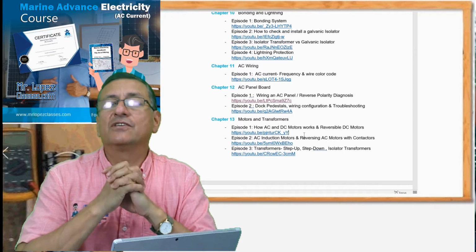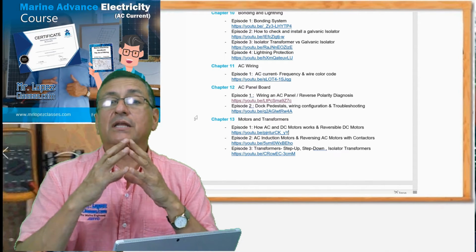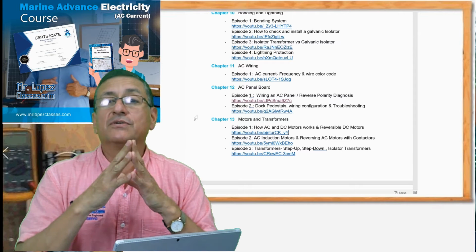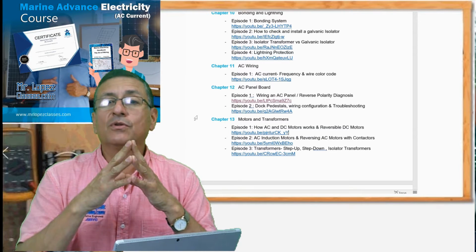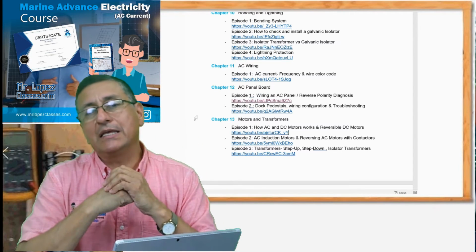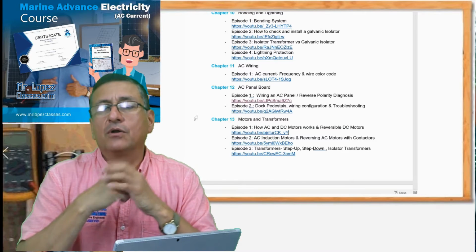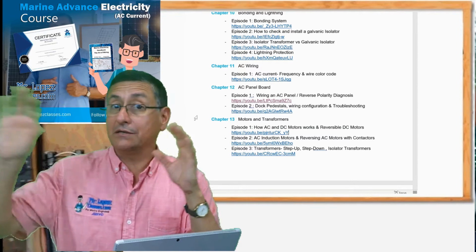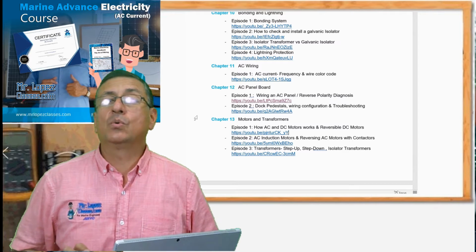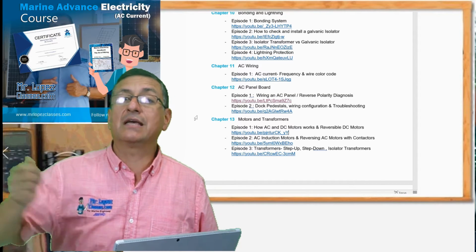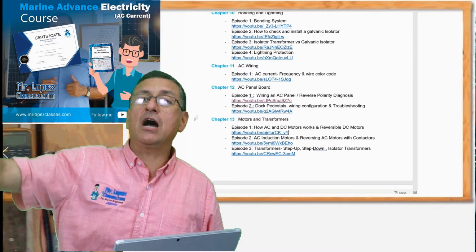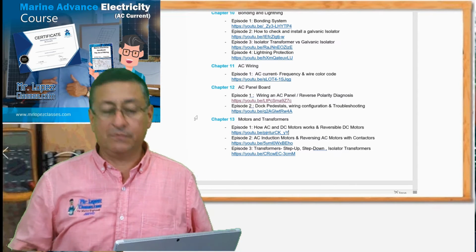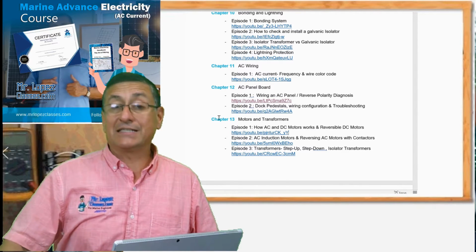In chapter 13, we are going to study motors, induction motors and transformers. We are going to study the procedure to reverse rotation in AC and DC motors, and also transformers and how they are used to clean the signal, to isolate, to increase the output voltage (step up transformer), and to decrease the output voltage (step down). This is chapter 13.